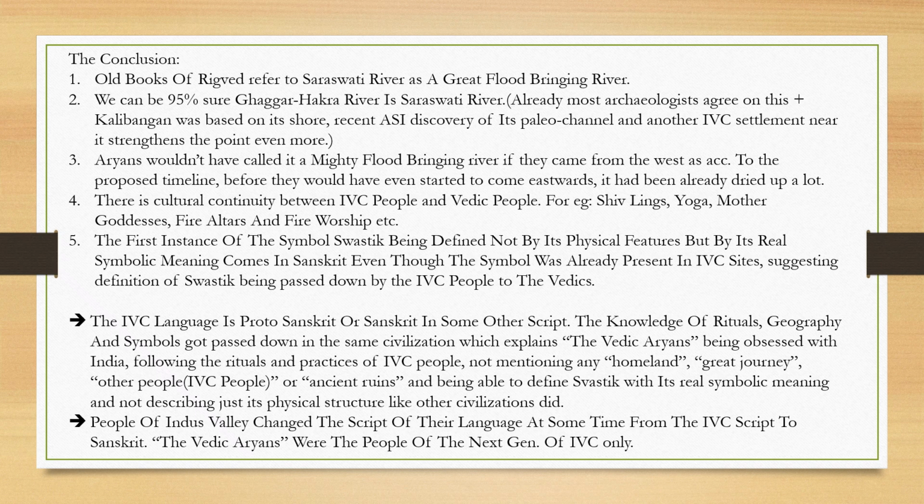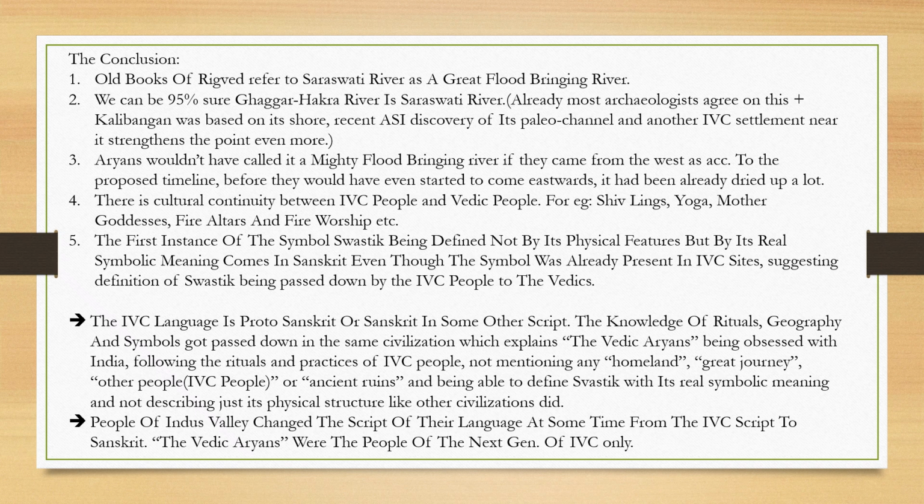The old books of Rigved refer to a Saraswati river as a great flood-bringing river. Then we can be 95% sure that the Ghaggar Hakra system is the Saraswati river. Already most archaeologists agree on this. Plus, Kalibangan was based on its shore, and the recent ASI discovery of its paleo channel and another IVC settlement near it strengthens the point even more. The Aryans wouldn't have called Saraswati a mighty flood bringing river if they came from the west, as according to the proposed timeline, before they would have even started to come eastwards, it had already dried up a lot. Why would they call it a great flood bringing river then?